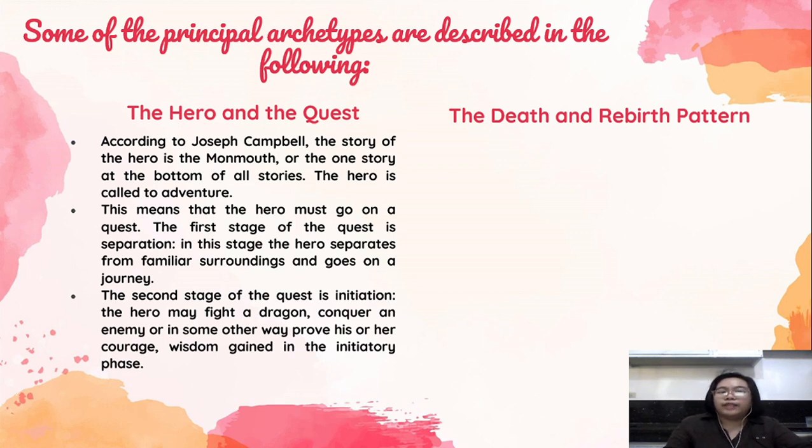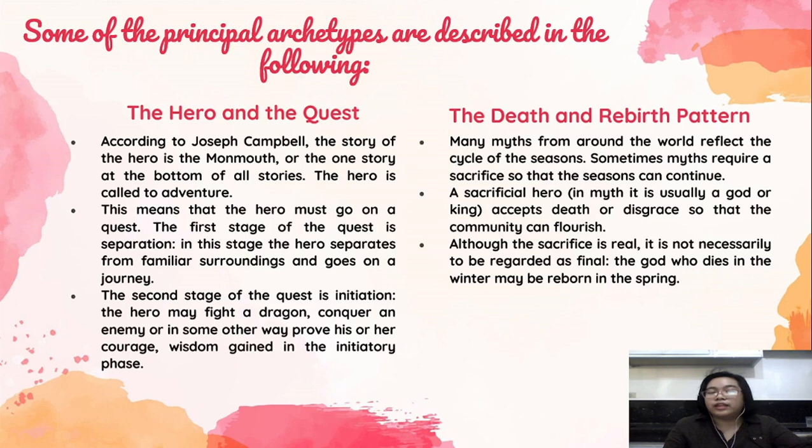Next pattern is the death and rebirth pattern. Many myths from around the world reflect the cycle of the seasons. Sometimes myths require a sacrifice so that the seasons can continue. So the majority of myths believed in the cycle of seasons and a culture of sacrifice. A sacrificial hero accepts death or disgrace so that the community can flourish.